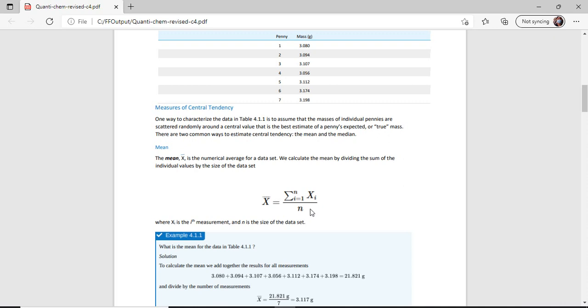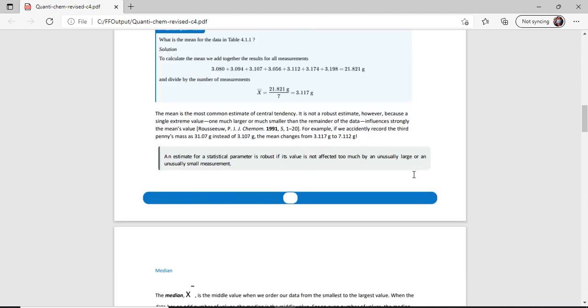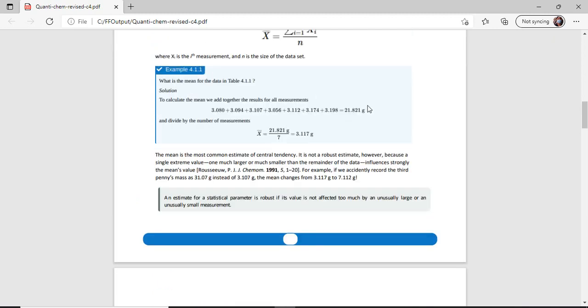Now, since may mean ka na class, okay, that means the most common estimate for central tendencies. It is not a robust estimate, however, because a single extreme value, one much larger or smaller than the remaining of your data, okay, influences truly your mean value. For example, if you accidentally record the third penny mass as 31.07 instead of 3.107 grams, okay, the mean changes from 3.117, which is the correct nga mean value, and will be turned into 7.112 grams. Dapat, ang imong data collected is sakto. Okay?